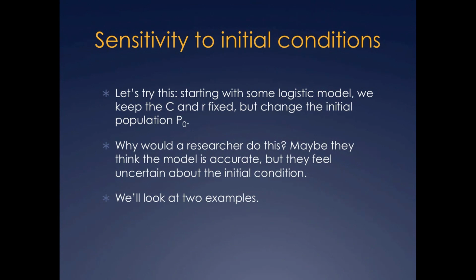Now, why would a researcher want to do this? Well, maybe they think that they've got an accurate model. They have some theoretical or other reasons, maybe reasons based on evidence or other people's study, that the model is a good idea. The logistic growth model is a good idea. And what they feel uncertain about is the initial condition. They're not sure that they actually did their measurement correctly at the very beginning. Maybe they were out studying the lions in Africa, and for some reason they weren't able to get a very accurate count at the beginning. And they're wondering, well, how does that change the predictions made in the model? Well, we're going to look at 2 examples.